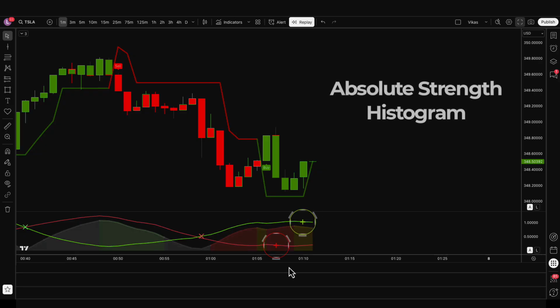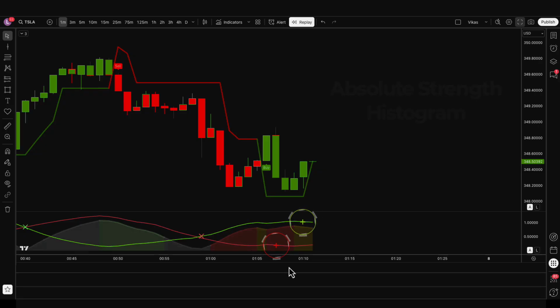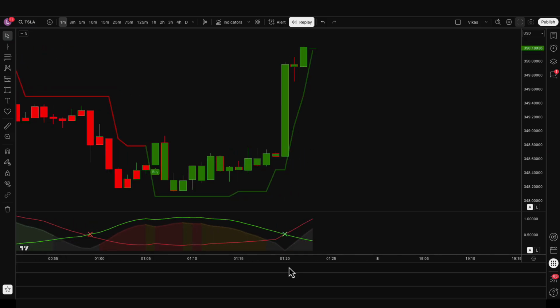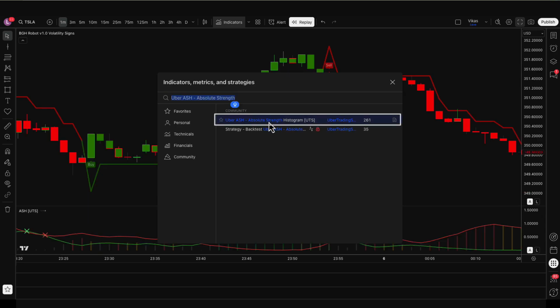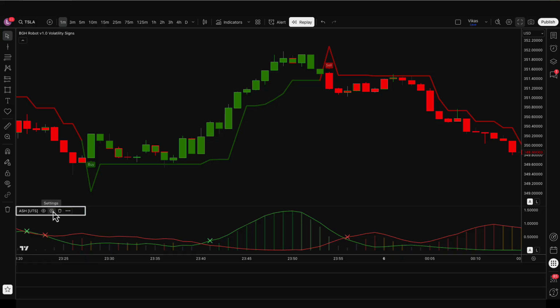The green and red color line indicator we see in the chart is the absolute strength histogram indicator. Let us now understand the trading setup. We will search absolute strength histogram in the search box of TradingView. After that we have to click on the absolute strength histogram option, in which we have to change some settings.